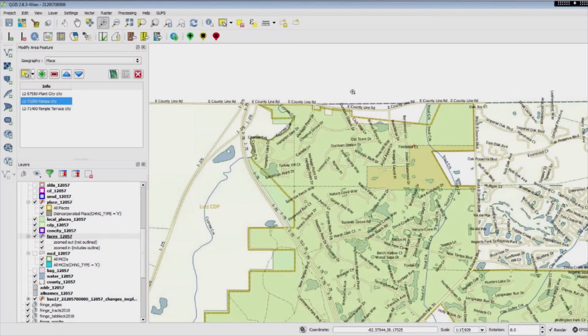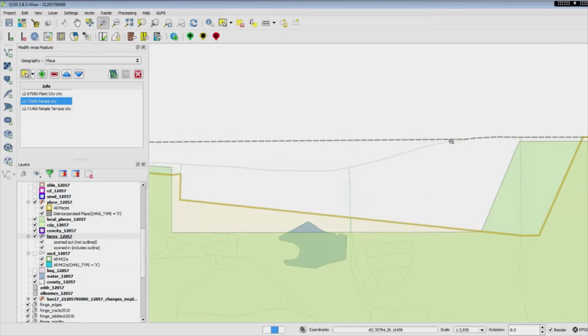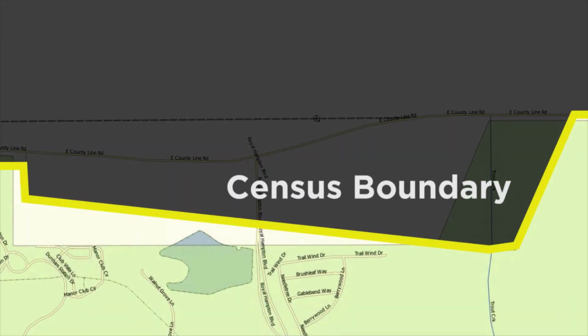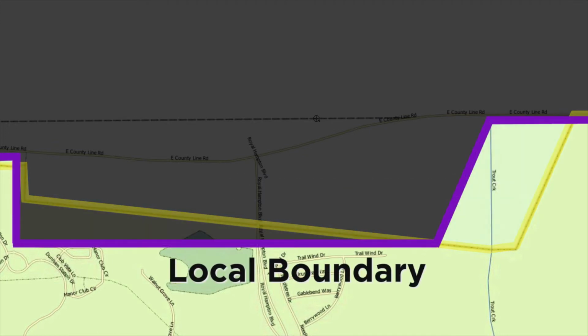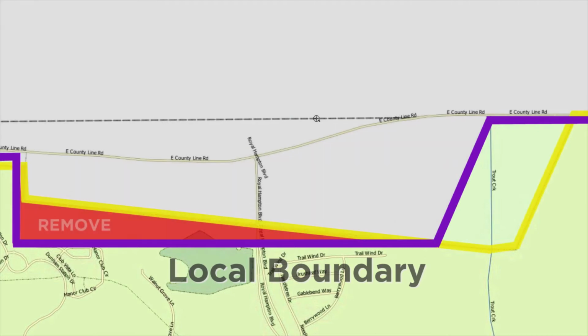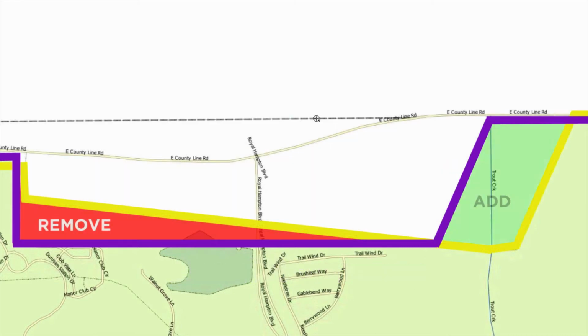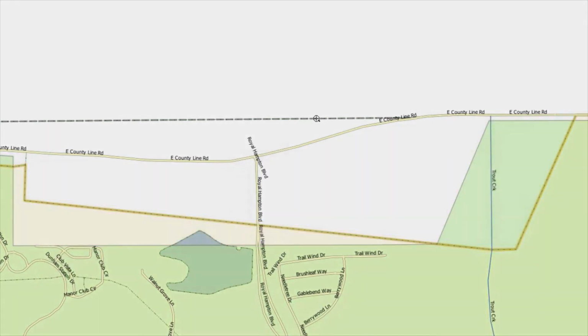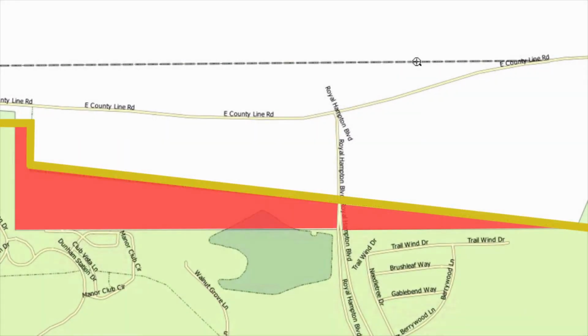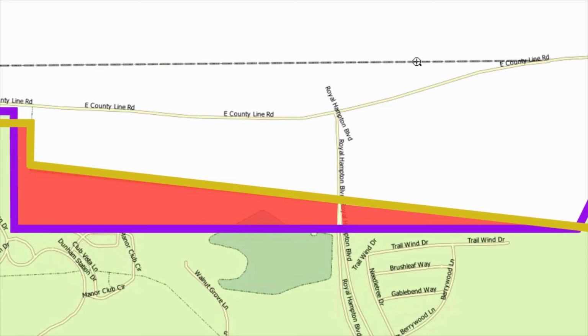To find an area which needs a boundary correction, zoom in to a section on the map where you can identify both the place boundary and area of the Census Bureau shapefile, and the boundary and area as marked on your imported map layer, and identify discrepancies, which show area to be removed from and area to be added to the Census Bureau database. Here, the Census Bureau boundary indicates that there is more area than the local map indicates. This area will need to be removed from the Census Bureau's records.